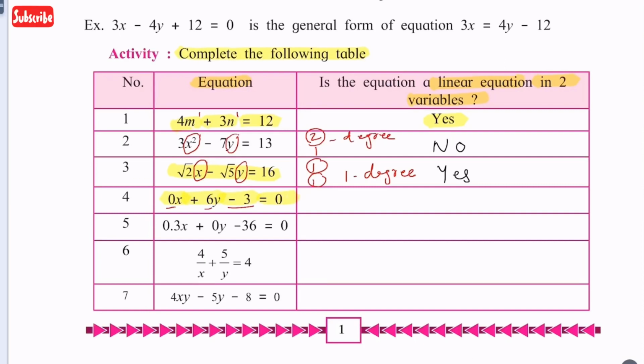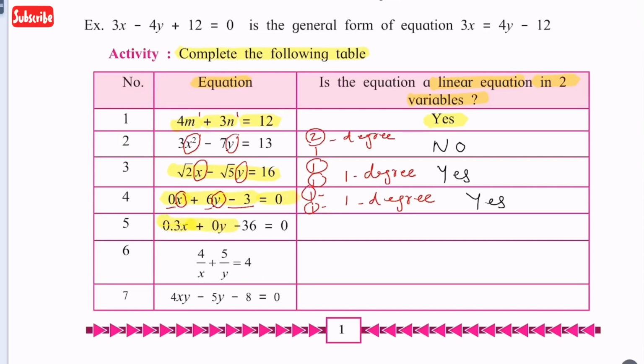Now x is x raised to power 1, y raised to power 1. Maximum of the 2 is also 1. So the degree of the equation is 1. Hence the given is a linear equation. Answer is yes.